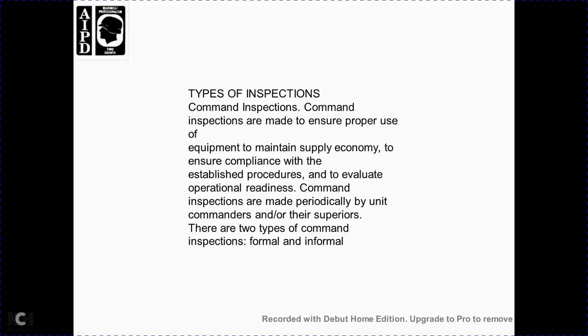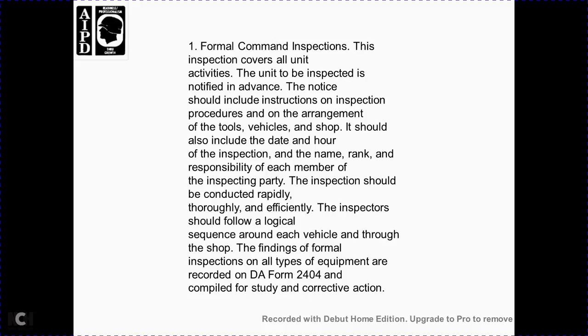Types of inspection. Command inspection. Command inspections are made to ensure the proper use of the equipment and to maintain supply economy. They ensure compliance with the established procedure and evaluate the operational readiness. Command inspections are made periodically by the unit commanders and their superiors. There are two types of command inspection: formal and informal. Formal command inspection. The inspection covers all the activities of the unit.